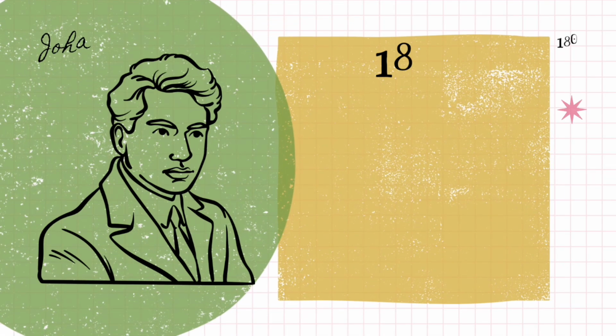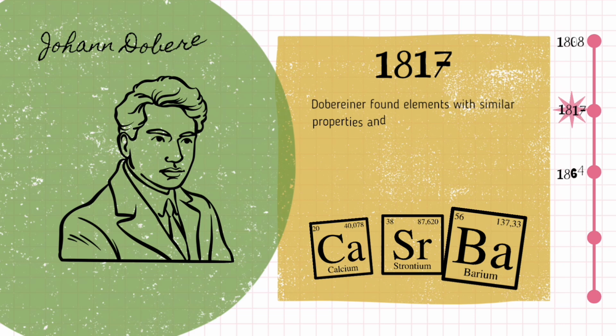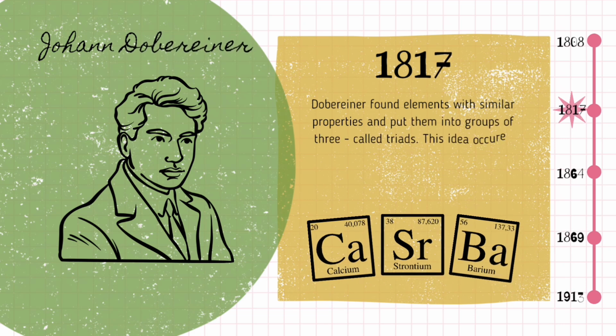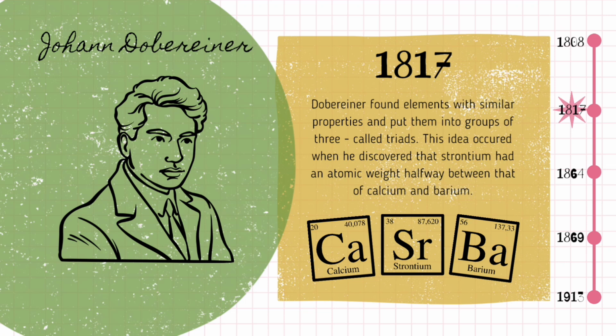Now we will move on to our next scientist, who is Johann Döbereiner. In 1817, Döbereiner found elements with similar properties and put them into groups of 3 called triads. The idea occurred when he discovered that strontium has an atomic weight halfway between that of calcium and barium.